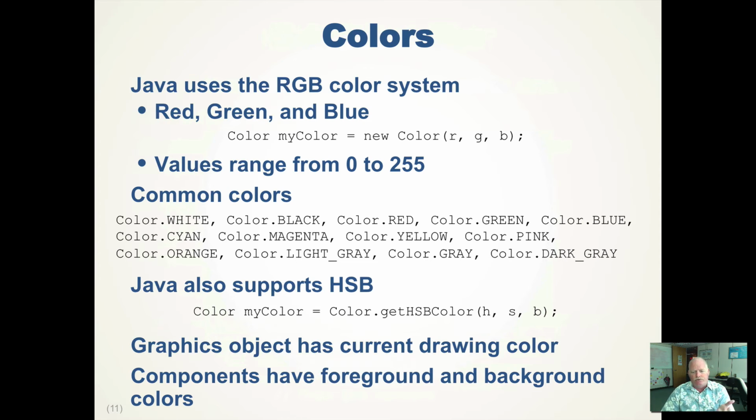Components also have a foreground and background color that you can set by calling setForeground and supplying a color, or setBackground and supplying a color, and then call repaint, and that will cause the component to be repainted. Java will call paintComponent and will render that object, and you could change the foreground and background and see what the new colors are. So the color system is very simple.